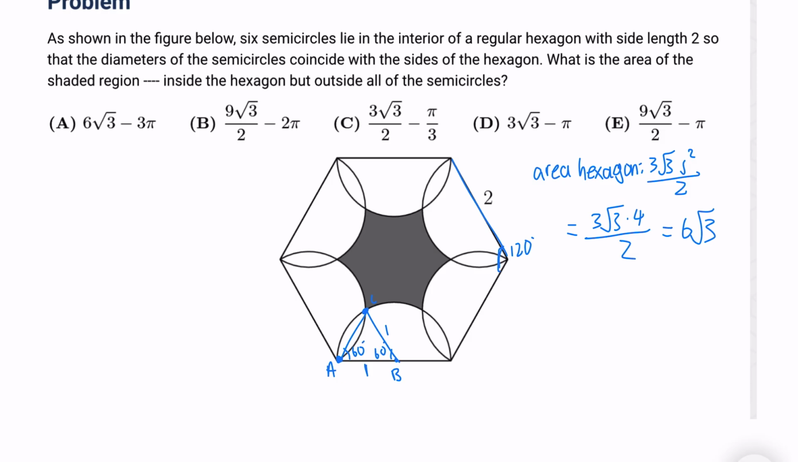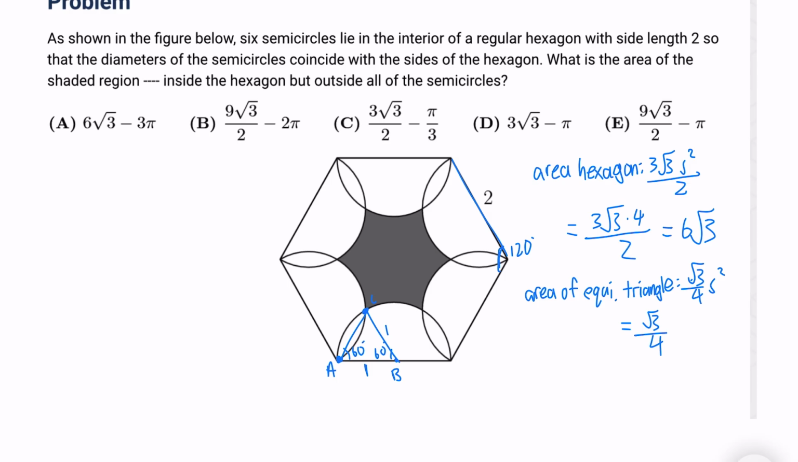And then we have equilateral triangles here. So the area of an equilateral triangle is the square root of 3 over 4 times s squared, where s is the side length of the equilateral triangle. And it's really important that you know all of these crucial formulas, especially these basic ones, because it really saves you a lot of time. Our triangle has a side length of 1, so this is just the square root of 3 over 4.